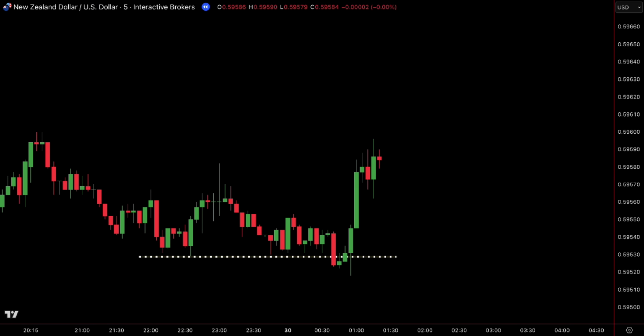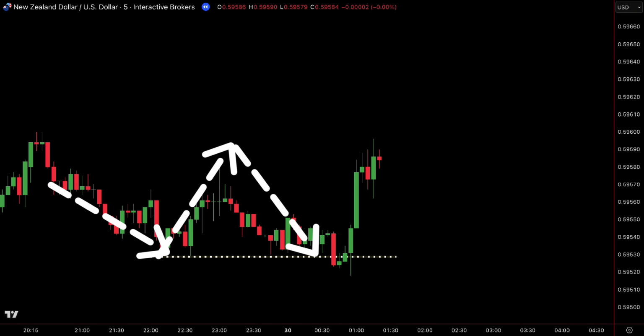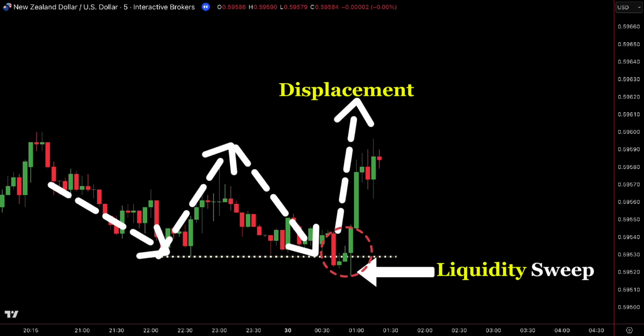Let me show you another great example. This is the New Zealand US dollar 5-minute chart. The market was trending down, then hit this level and reversed, creating a new support. Price pulled back, broke below that support, and then closed back above it. That's a textbook liquidity sweep, and right after, we see a strong displacement to the upside.